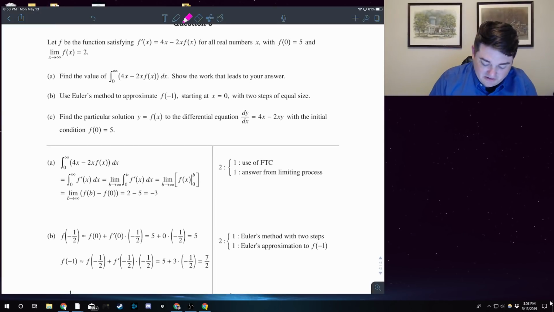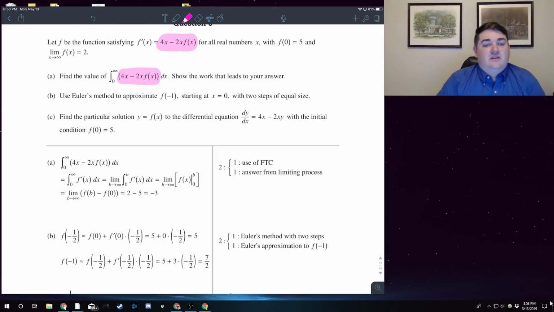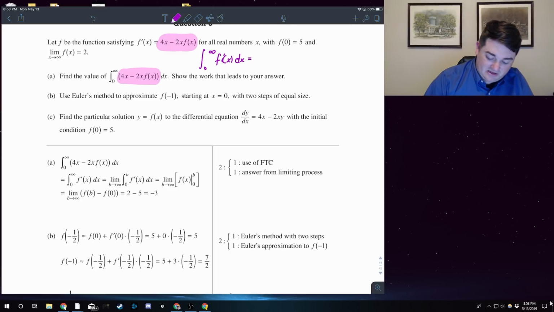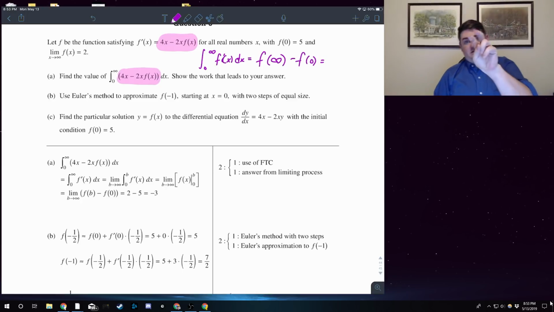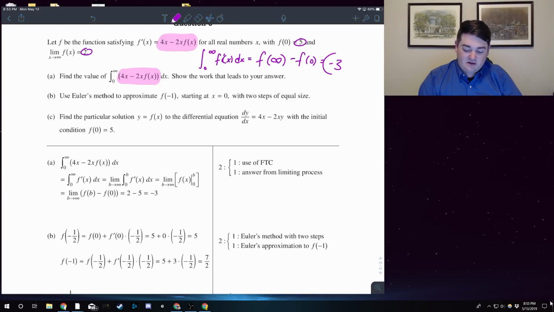Oh, and I see immediately what I missed now. Probably a little bit more discerning than I would have caught this, but this right here is the same as this right here. So what they were really saying was find the integral from 0 to infinity of f prime of x. Which would be, using FTC, this is going to be bad math, but I'm going to write it anyway, f of infinity minus f of 0, which f of infinity, air quotes, we know is 2, f of 0 we know is 5, 2 minus 5 is -3.